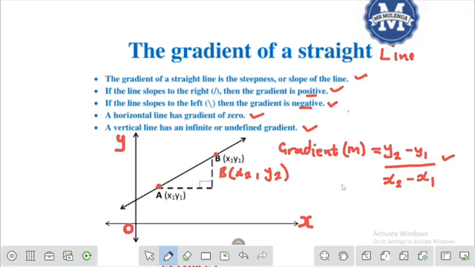This type of question normally comes in mathematics paper 1. So whether you write it or not, you're supposed to know this formula. This is the formula that we can use whenever you're finding the gradient along a straight line.